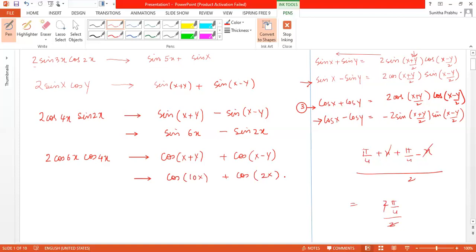All right, good. Vaishnavi, how shall we do 2 sine 3x sine 5x? It's in the form of cos x minus cos y equals minus 2 sine of x plus y by 2 sine of x minus y by 2. So it's going to be cos x minus y minus cos x plus y, which is going to be cos 2x minus cos 8x.